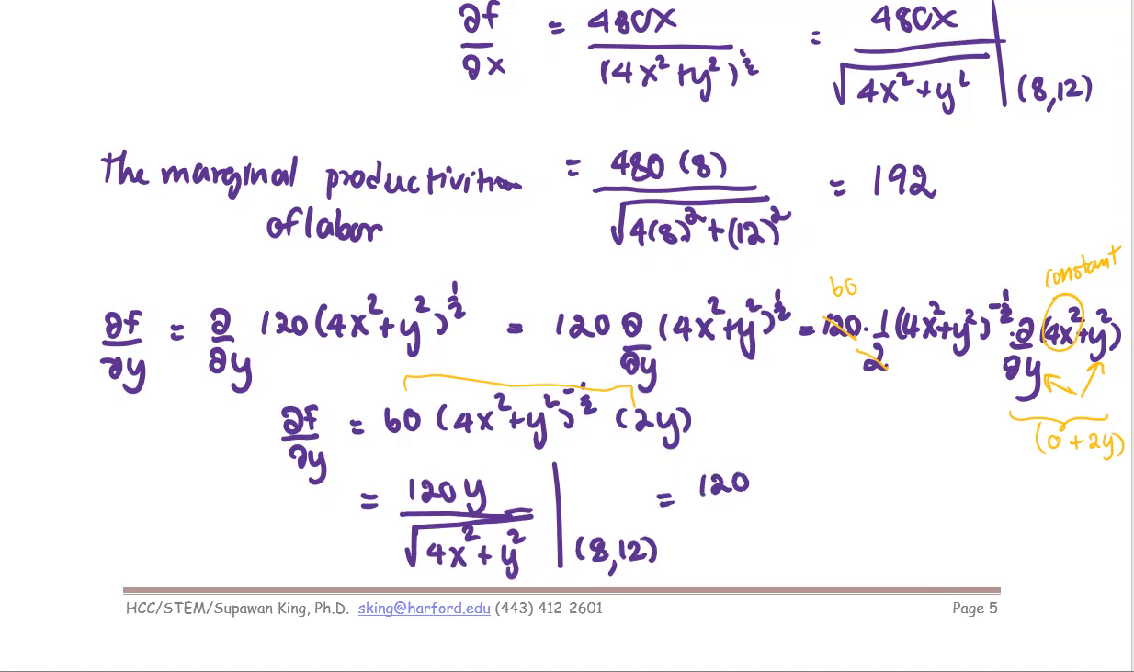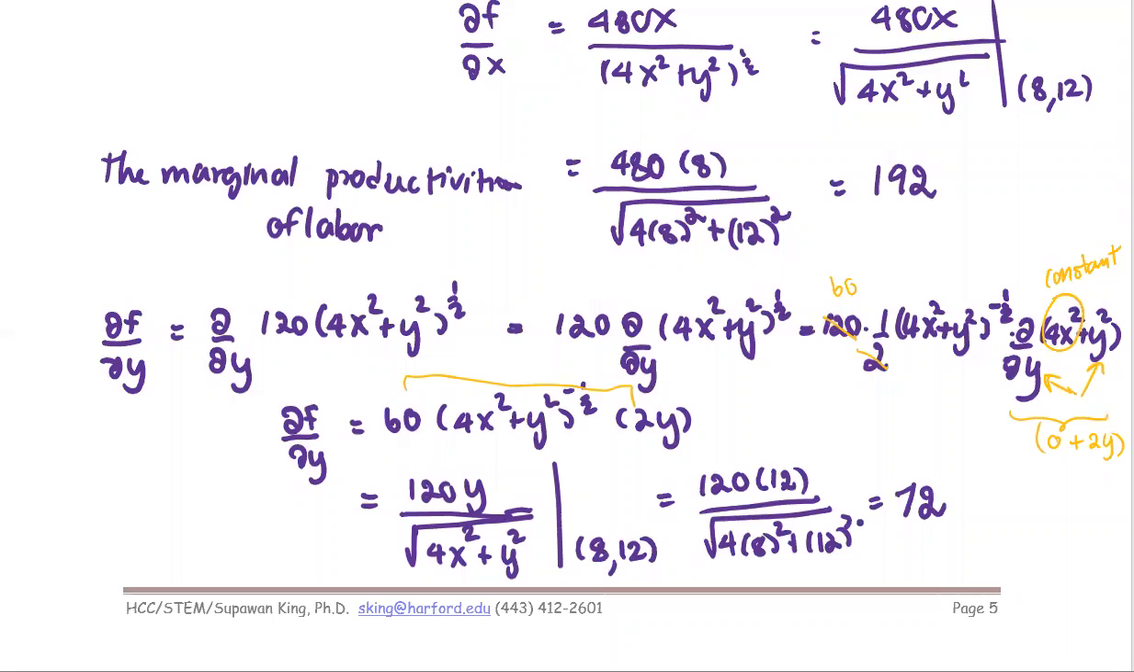Do it the same way as when we computed the previous term, 120. This time the y is 12, and y is on the top as part of the numerator. And the bottom is the square root of 4 times 8 to the second plus 12 to the second. And in the calculator, it should be, let me see, 120 times 12 divided by the radical of 4 times 8 squared plus 12 squared, and I get 72.